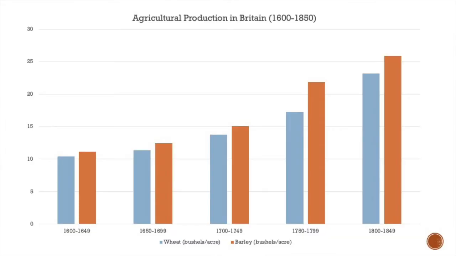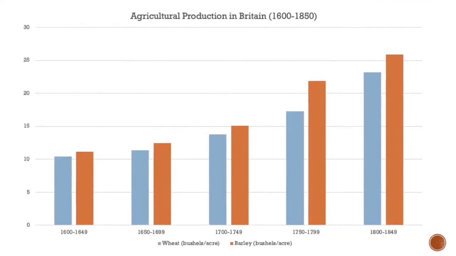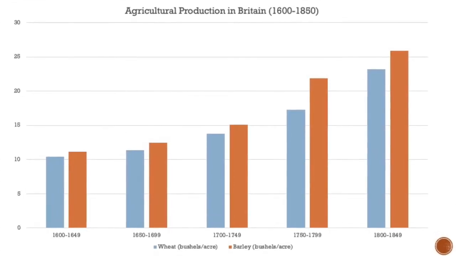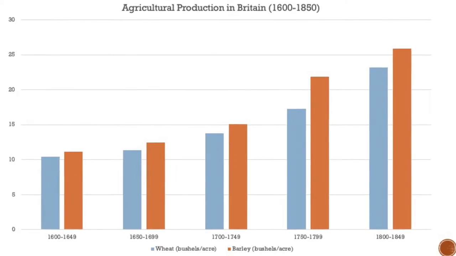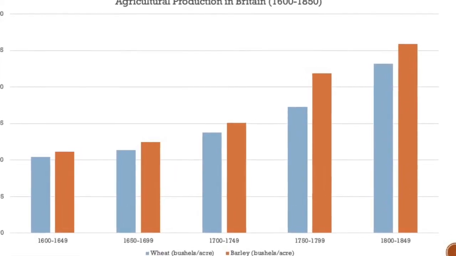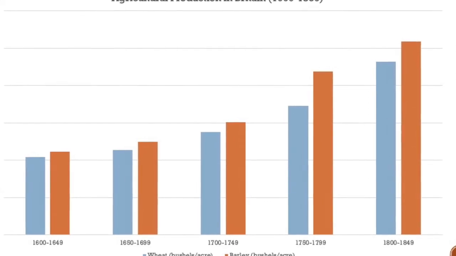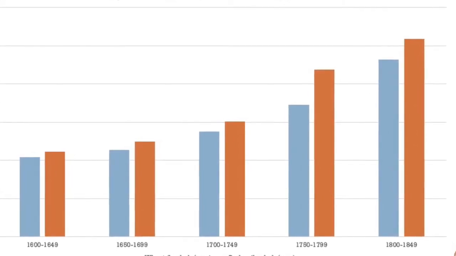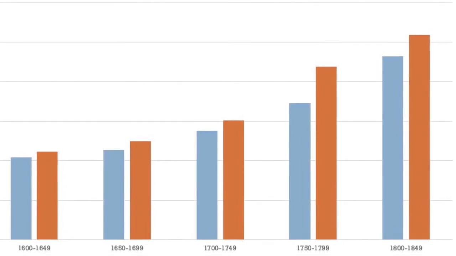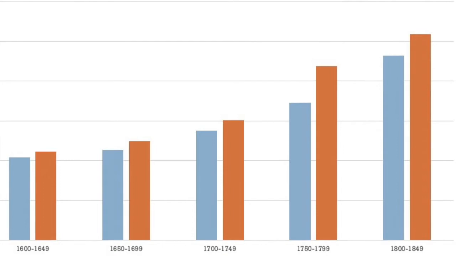This is a chart of agricultural production in Britain at the time, and of two main crops, the two main sort of staple crops in Britain, wheat and barley. And you can see that there's a dramatic rise in agricultural production throughout the 17th, 18th, and 19th centuries. In fact, production in 1800 was more than double the agricultural production in Britain in 1600. So these are some of the factors that start to lead to this population boom.